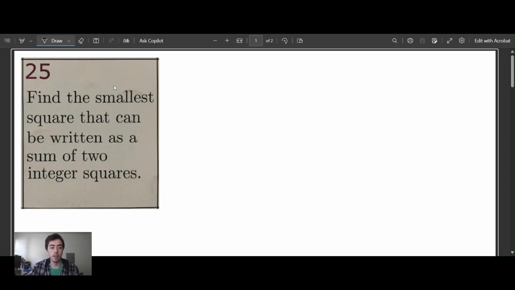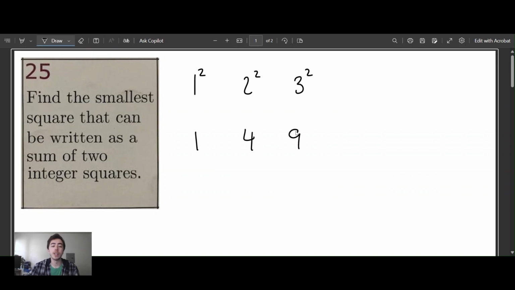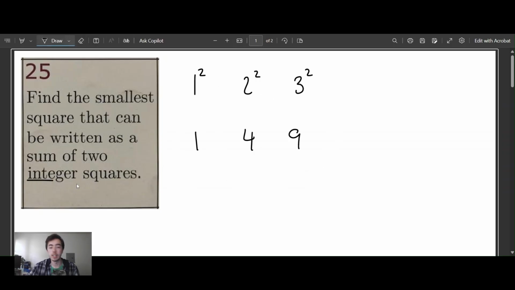So when it says find the smallest square, we basically just need to find different square numbers, like maybe 1 squared or 2 squared or 3 squared, so that once we evaluate it and get like 1 or 4 or 9, we can then write this number as a sum of two integer squares. And the integer part here just means that we're going to use some kind of whole numbers here.